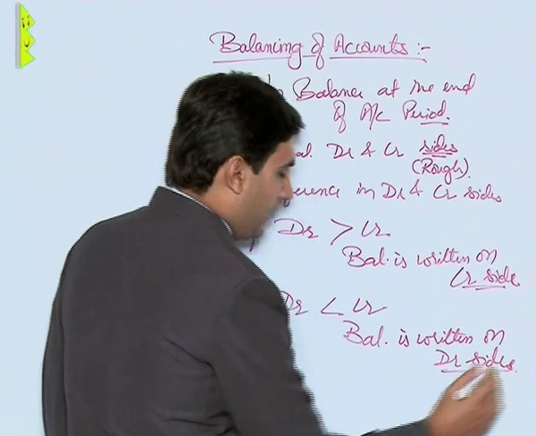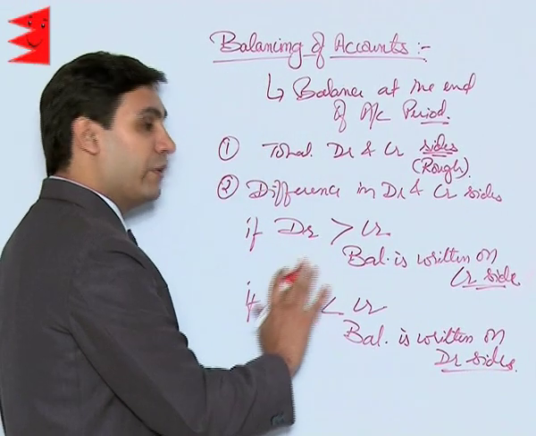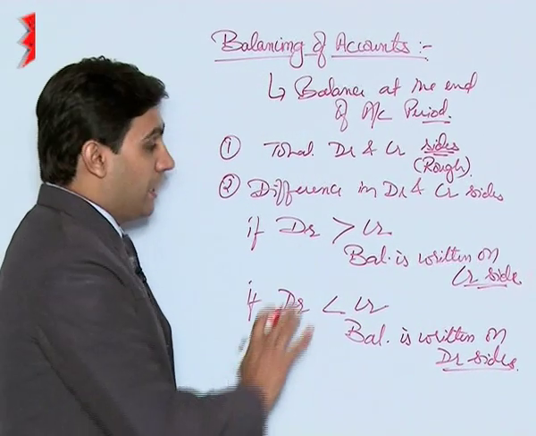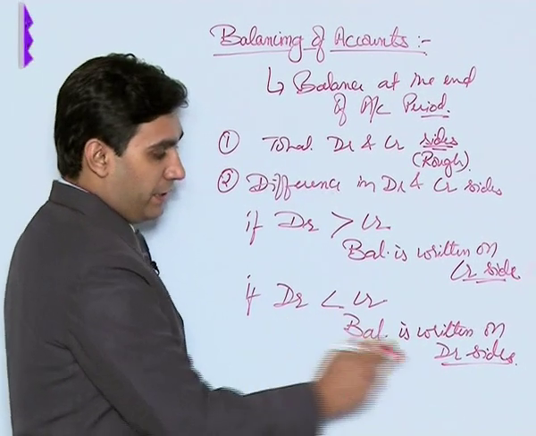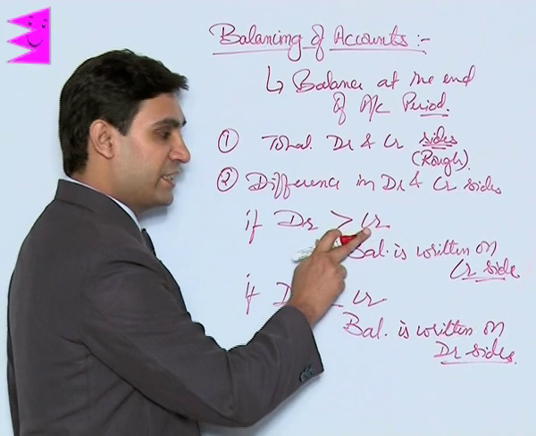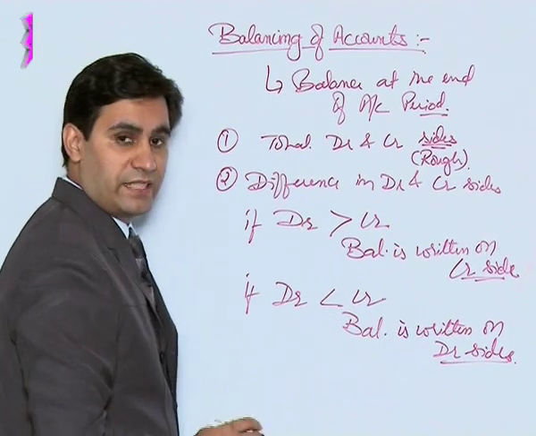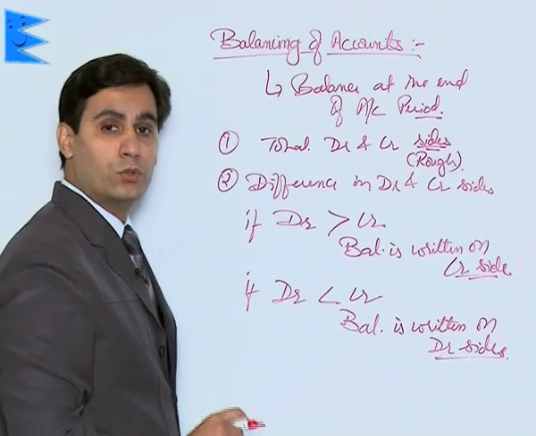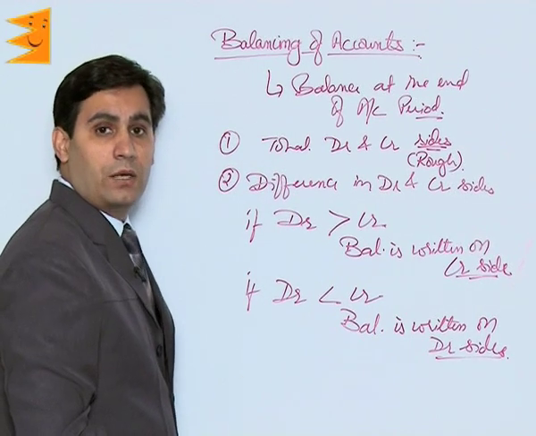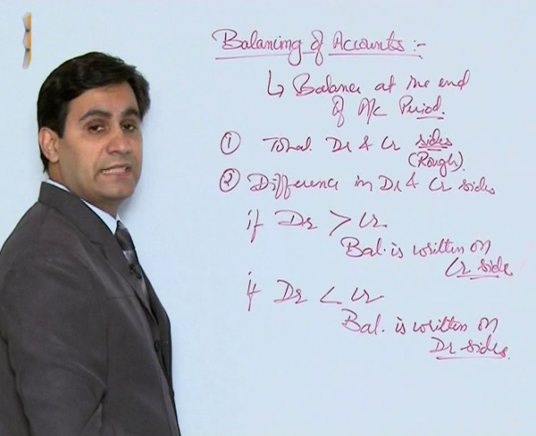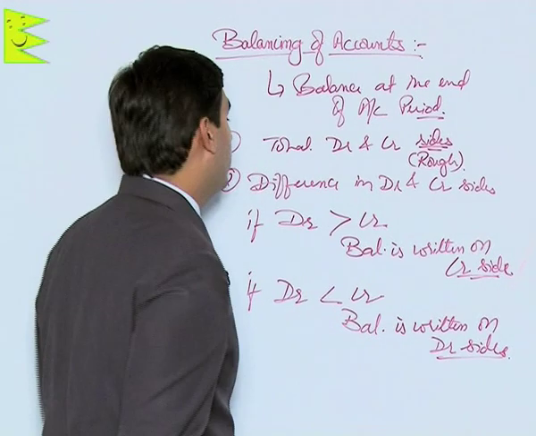Again, the same concept applies here: whatever the difference, if the debit side is smaller, then it is written on the debit side, and if the credit side is smaller, then it is written on the credit side. That is the smaller of the two sides, and then you can total out the accounts. Now let us take an example and see how it actually works out.